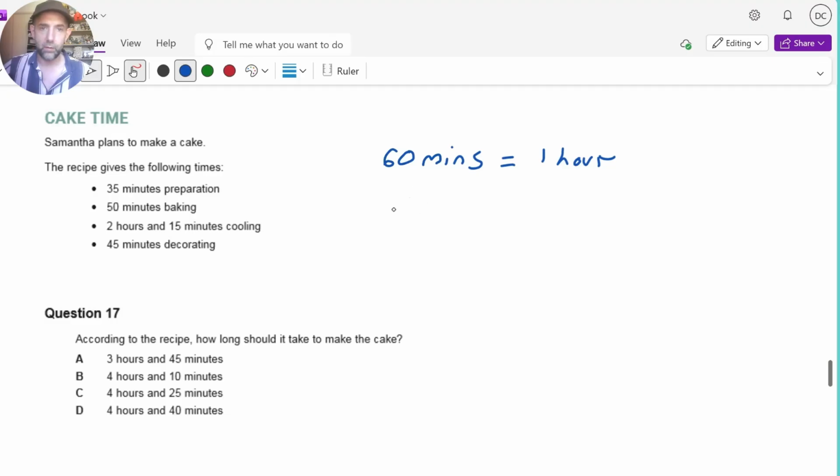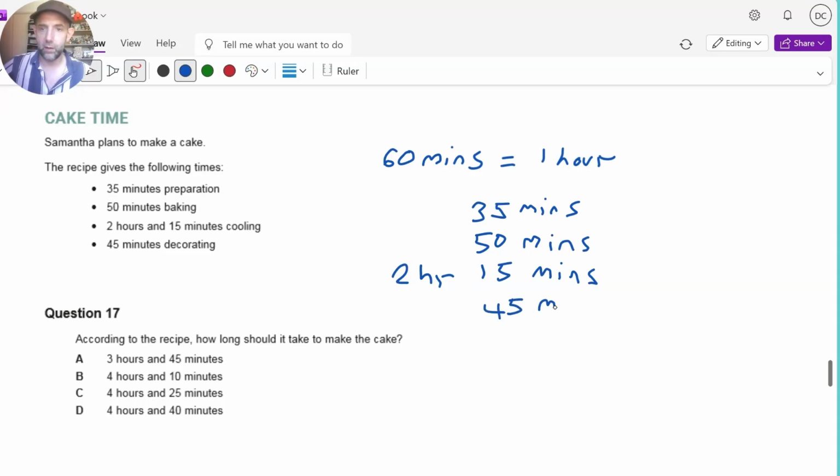Okay. So we've got 35 minutes preparation. So we've got 35 minutes prep. We have got 50 minutes baking. We've got 2 hours and 15 minutes cooling, and then we've got 45 minutes decorating. So what I would do is I would add all of our minutes together to see what we have. So we've got 35 minutes plus 50 minutes plus 15 plus 45. We could do this mentally, but considering this is the non-calc, let's actually do it in column.